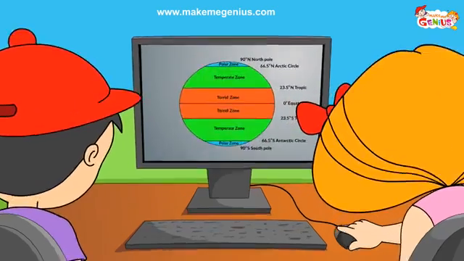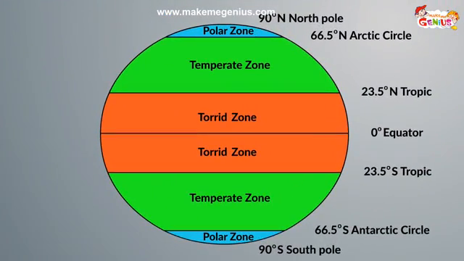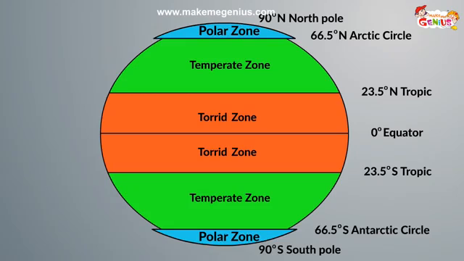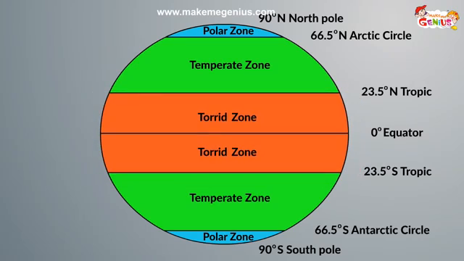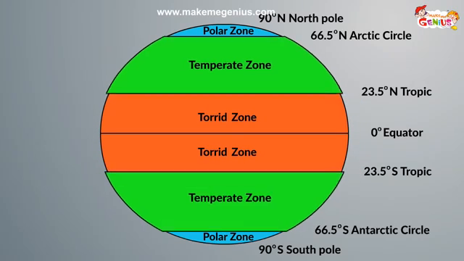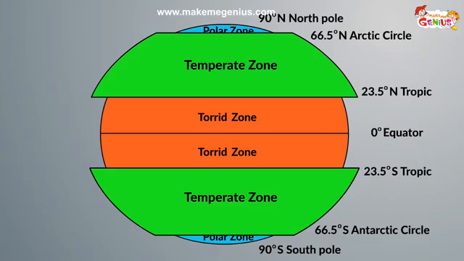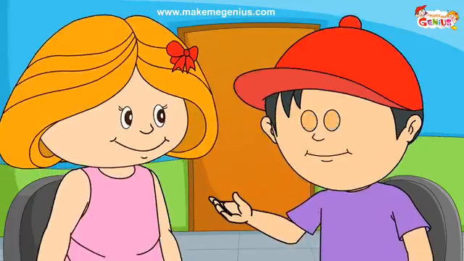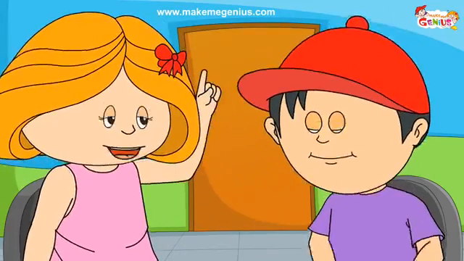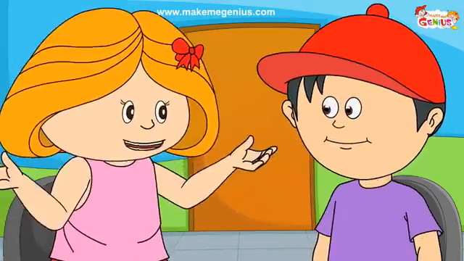Yes, look at this picture of the globe. We can divide the whole of our Earth into 3 heat zones based on the climate. I can see that. The area near the poles is known as the polar region, and the areas near the equator are known as the torrid regions. Correct. And areas between torrid and polar zones are known as temperate zones. Can you tell me more about these zones? Okay, let me take you through each of these zones one by one.